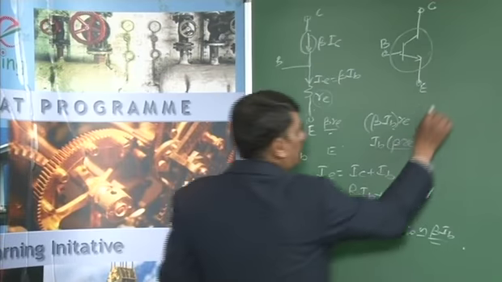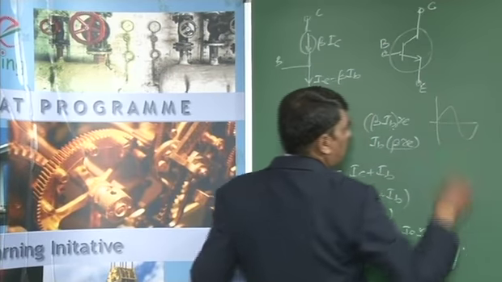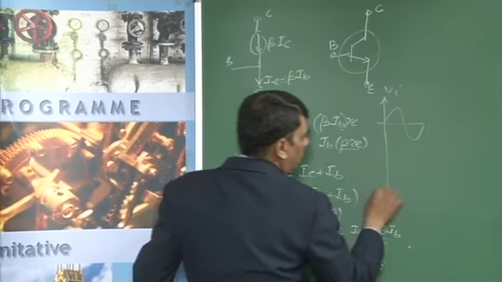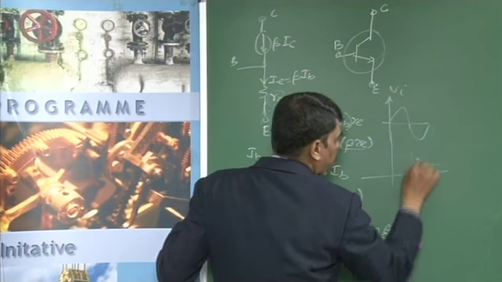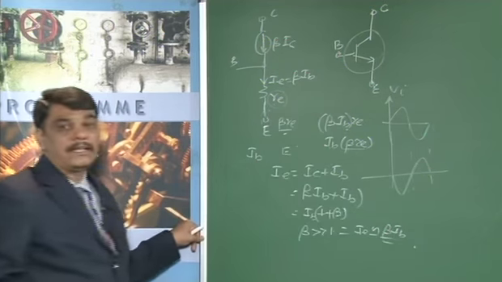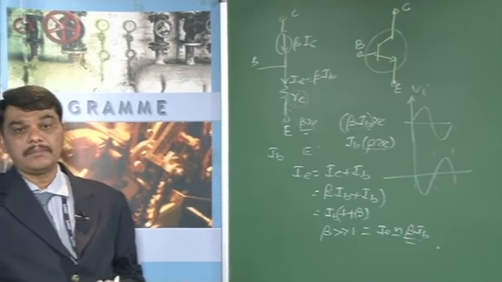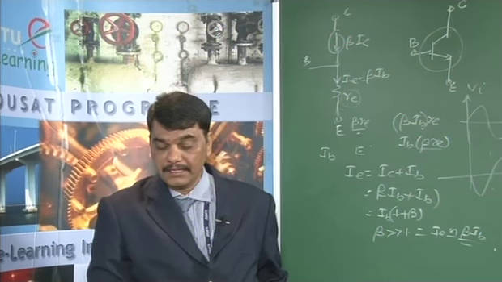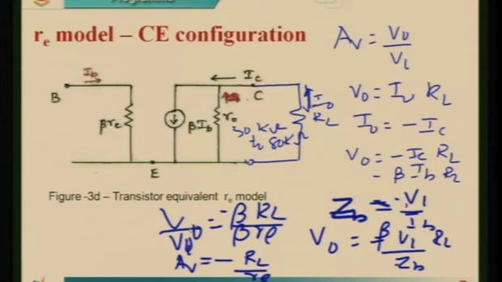When the input signal is applied, the signal is amplified, and the output signal is out of phase with respect to the input signal. The phase difference between input and output is given by the ratio V0 by Vi, which is AV. This is another important equation: AV is equal to minus RL by RE.